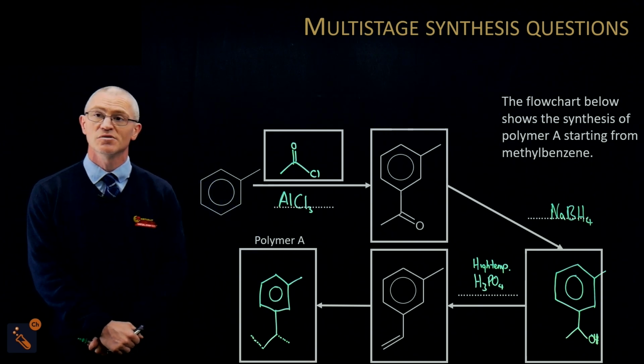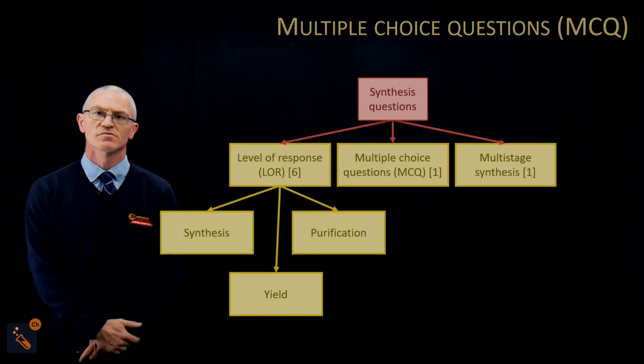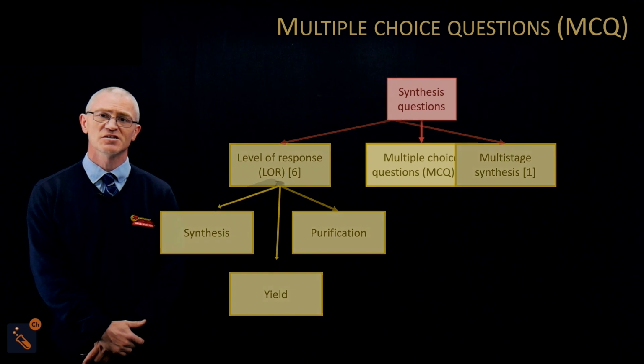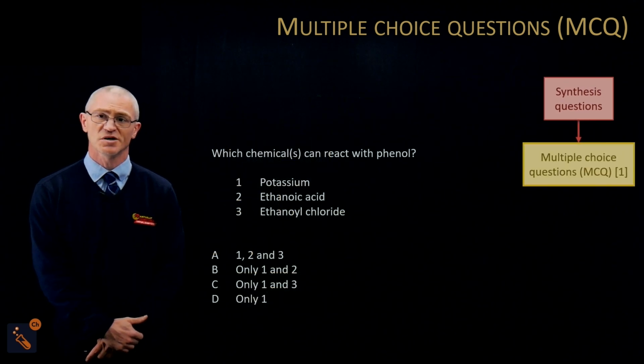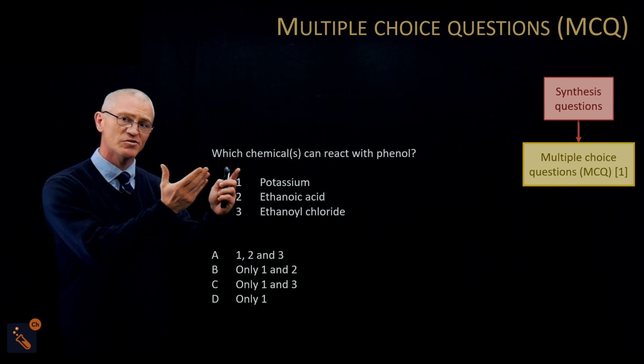And that is an example of a multi-stage synthesis question. We've now gone through a multi-stage synthesis example, of which you can practice lots in past papers. Okay, and we're going to try a different type now, which is the multiple choice question. So this is the way it can be presented: which chemical can react with phenol?